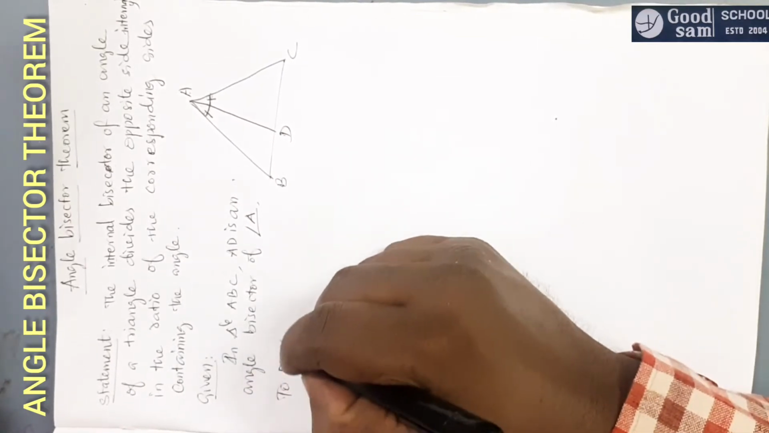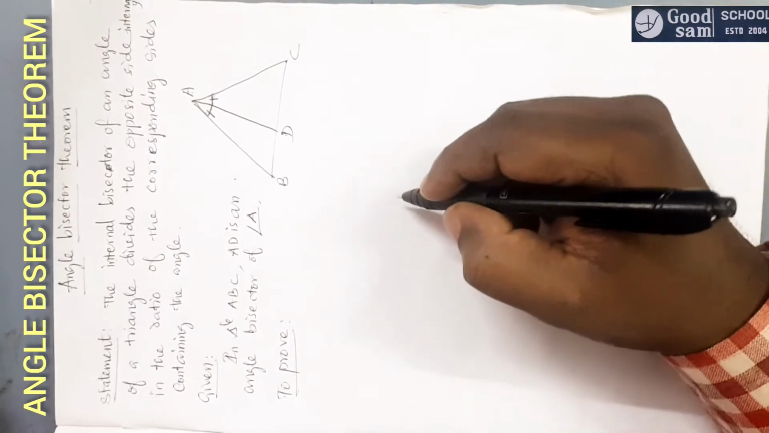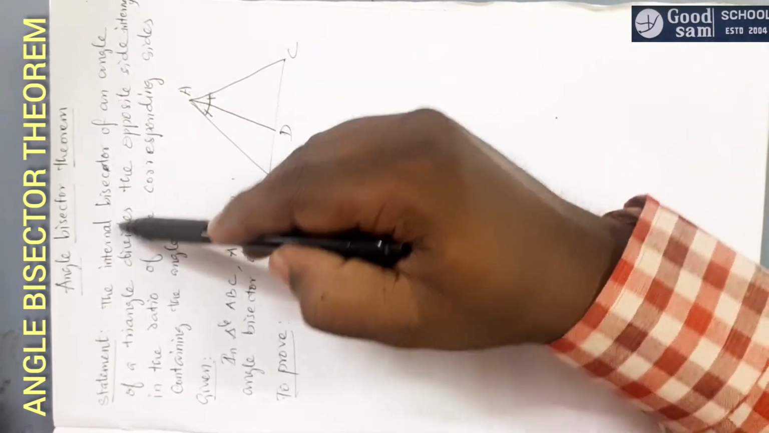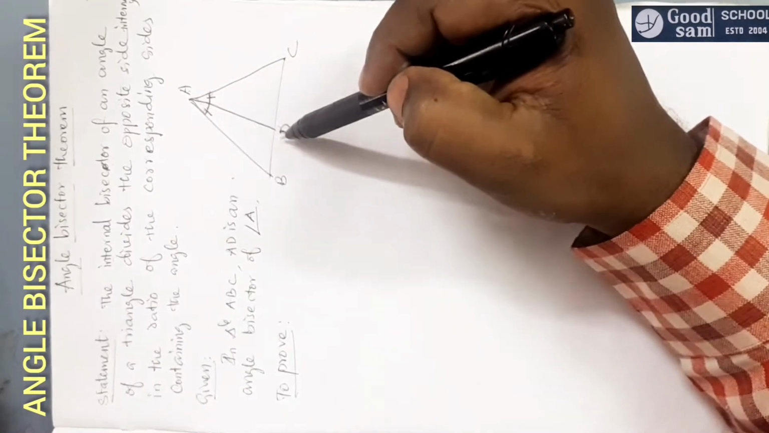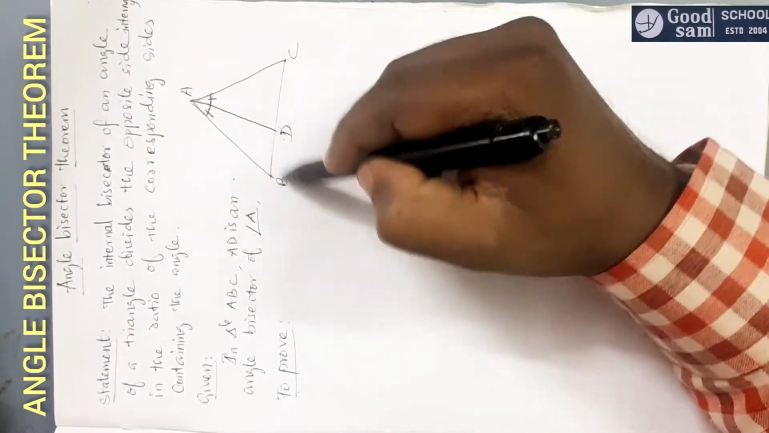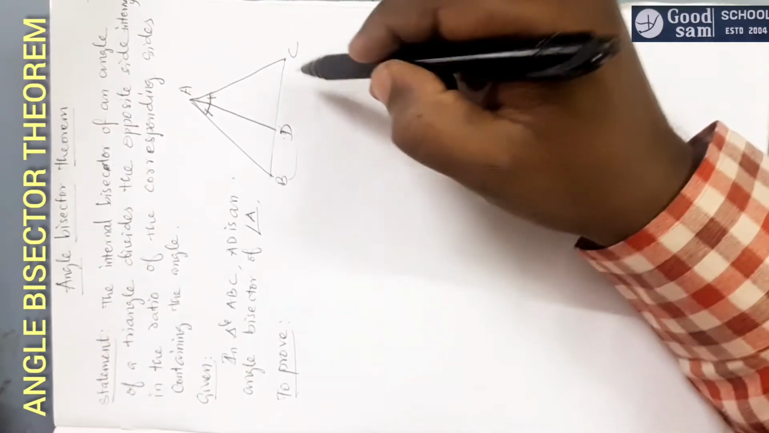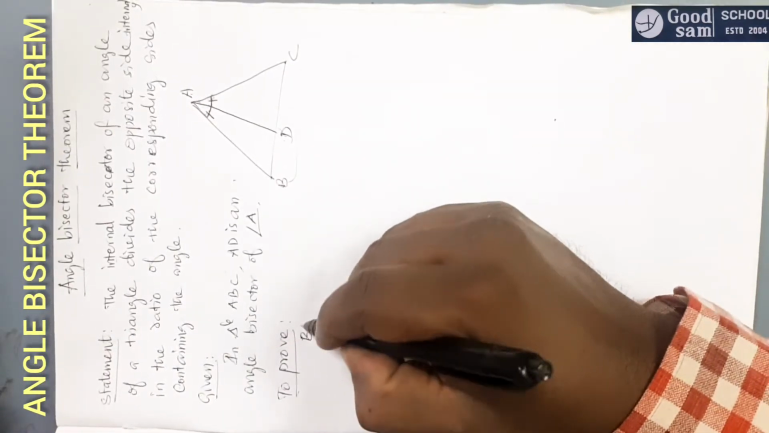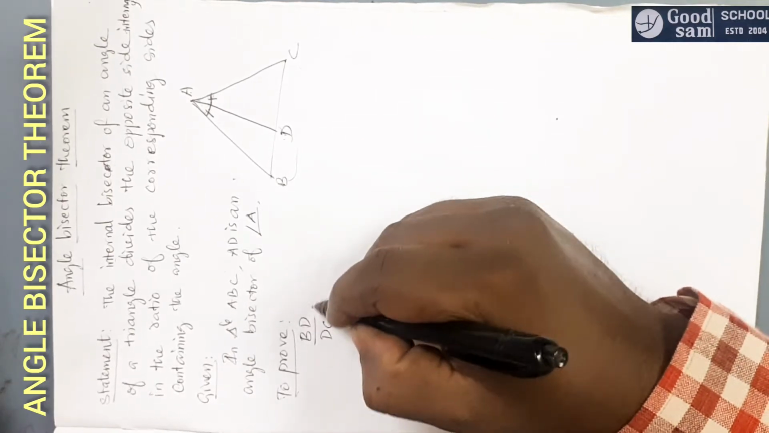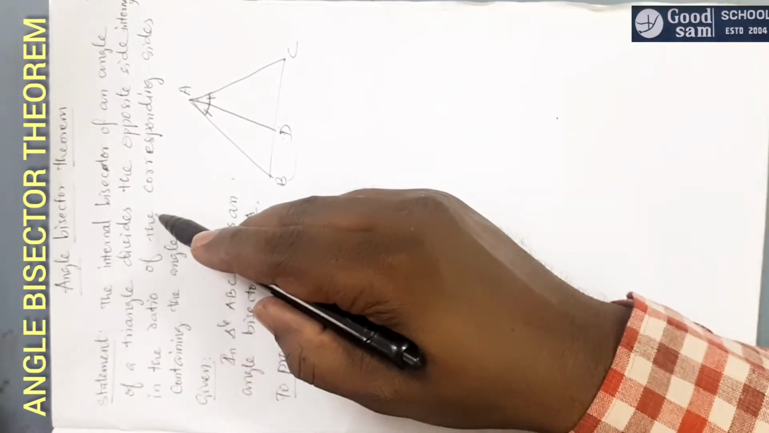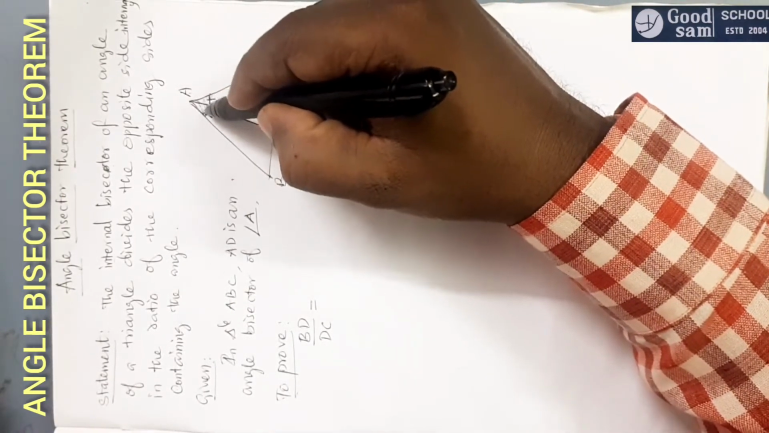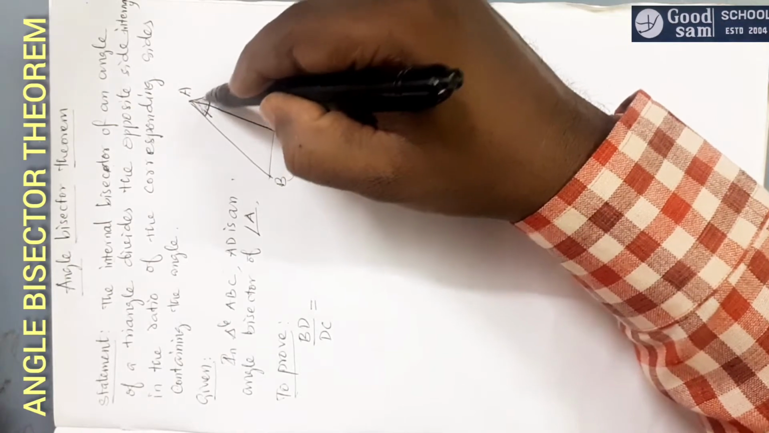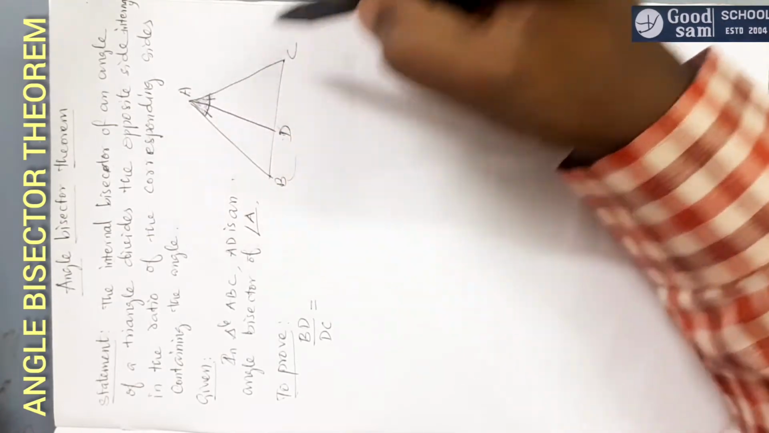Then to prove, what we have to prove in this diagram, we have to read the statement. The internal bisector of angle A will divide the opposite side BC, which means it will divide BD by DC in the ratio of the corresponding sides containing the angle. So this is the angle that we have taken. What are the two sides containing this angle?